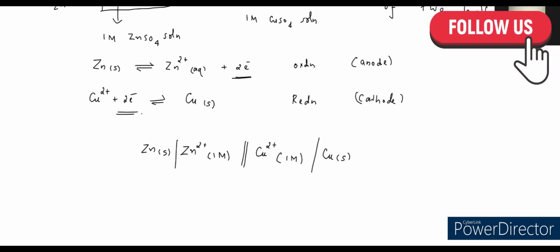So that's all about constructing a galvanic cell and also the cell representation. The cell which we constructed now is the simplest possible galvanic cell, which is called the Daniell cell.